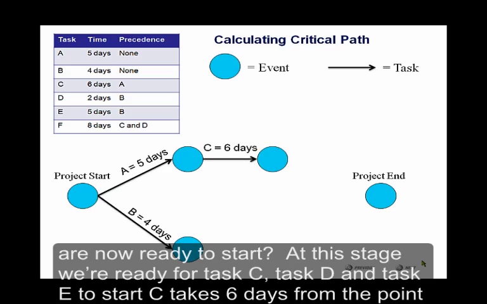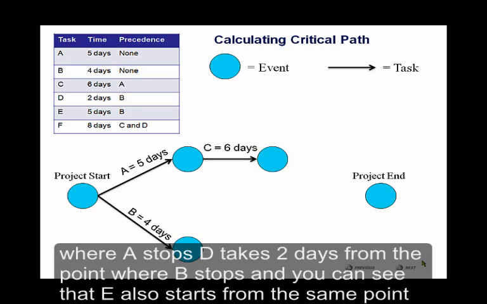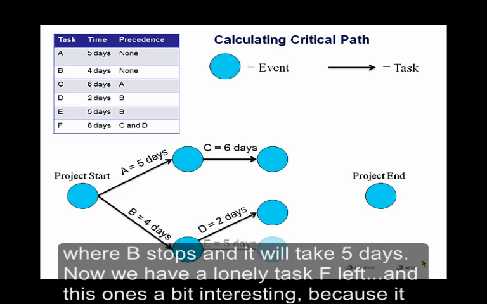C takes 6 days from the point where A stops. D takes 2 days from the point where B stops. And you can see that E also starts from the same point where B stops, and that's going to take 5 days.